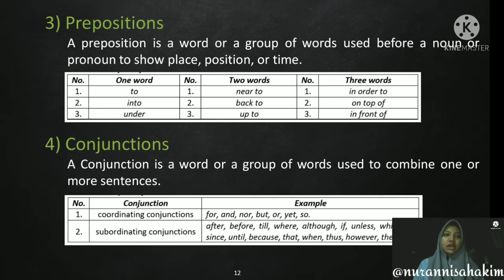Fourth is conjunctions. A conjunction is a word or a group of words used to combine one or more sentences. There are 2 types of conjunctions. There are coordinating conjunctions such as for, and, nor, but, or, yet, so. And the second is subordinating conjunctions. The examples are after, before, till, where, although, if, and so on.